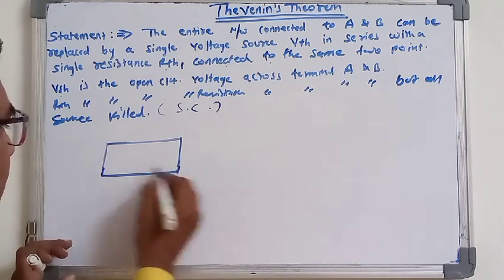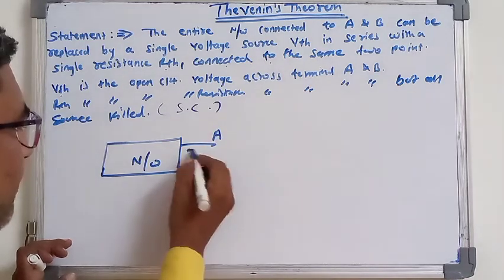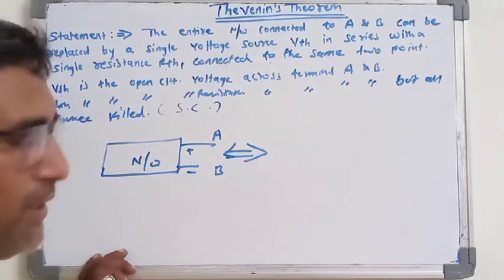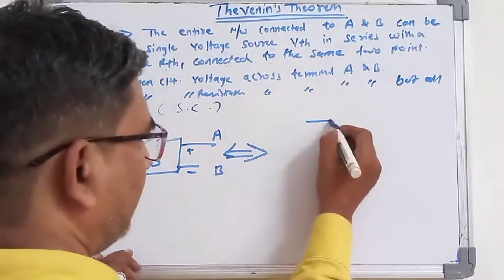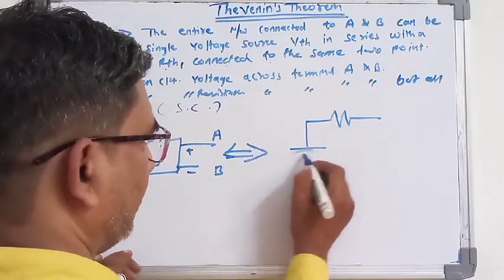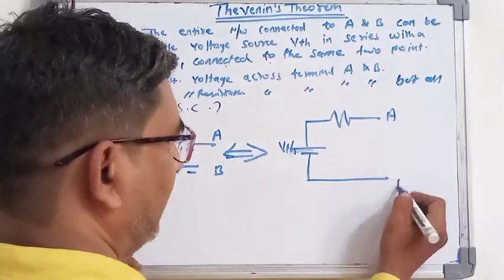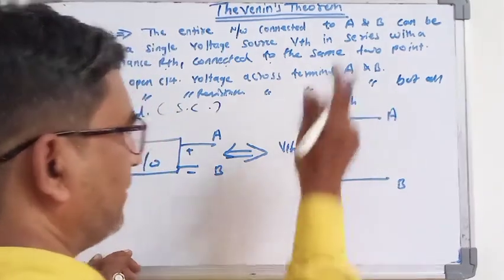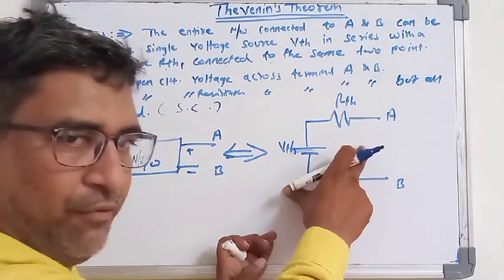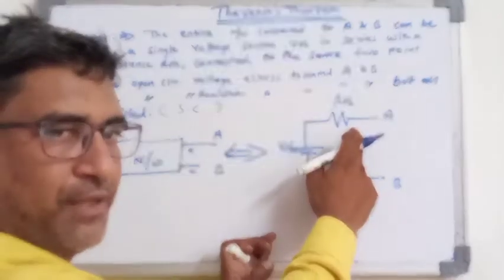Now consider this network. Suppose this is the network. In this network, you have the terminals A and B with positive and negative polarity. The equivalent circuit which will be obtained is a VTH and an RTH. Here is VTH with the terminals A and B, and the RTH. This is the equivalent diagram for Thevenin's theorem. Here the VTH and RTH values have been found out.